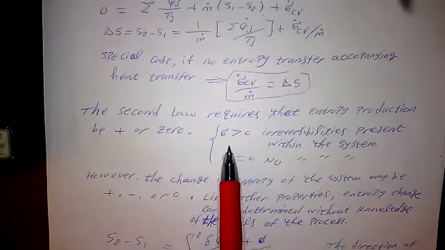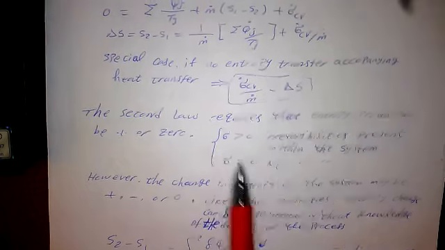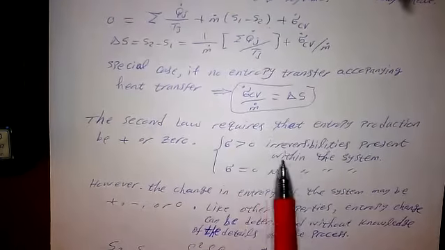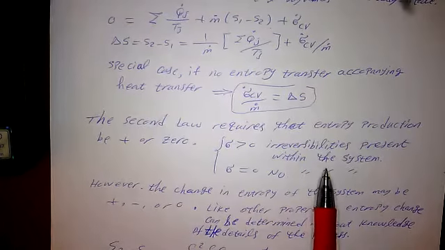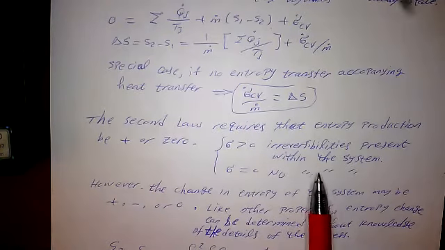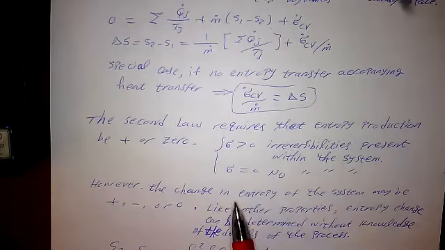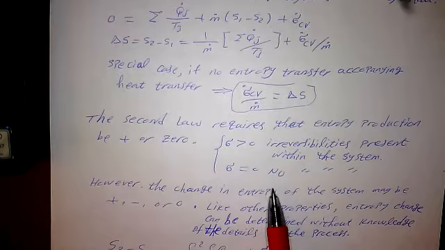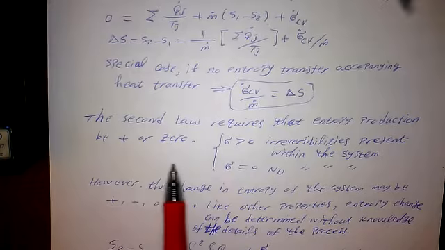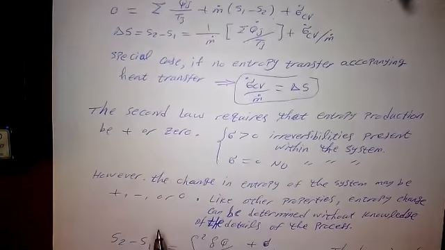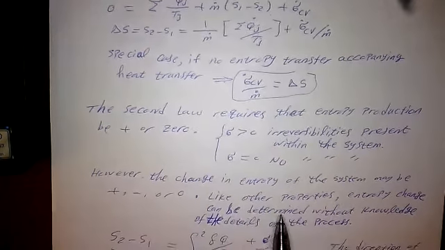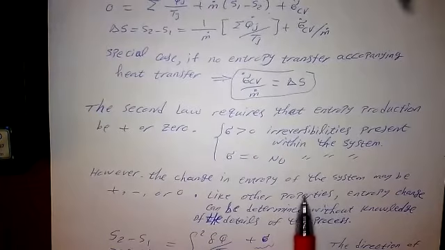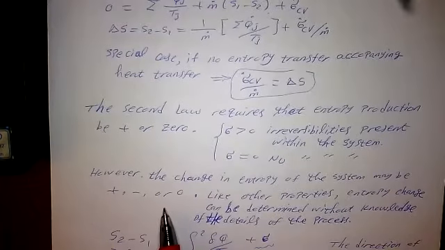So sigma, which is just the entropy production, if it's greater than 0, means irreversibility is present within the system, okay? The opposite of irreversible is reversible. If sigma equals 0, then no irreversibility is present within the system. So we get either positive or 0, no negative. However, the change in entropy of the system may be positive, negative, or 0.